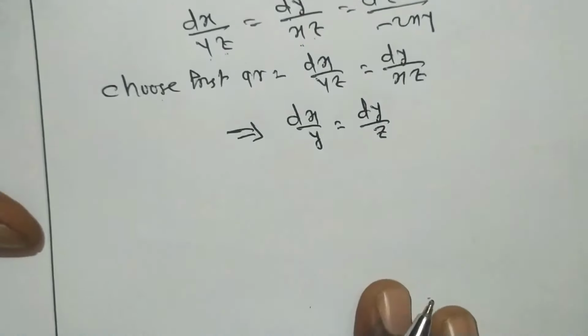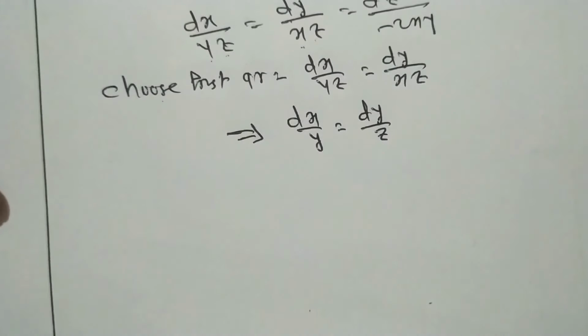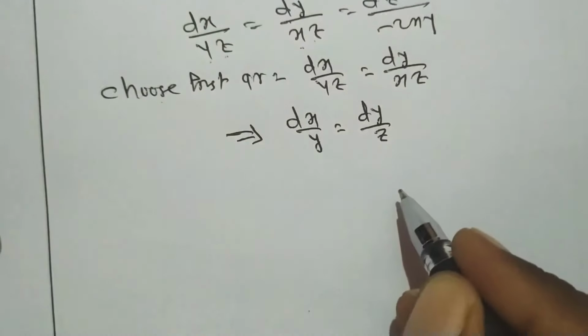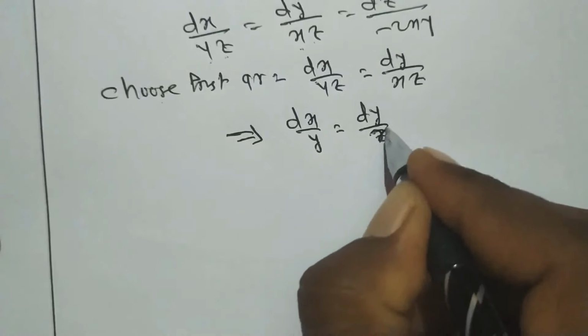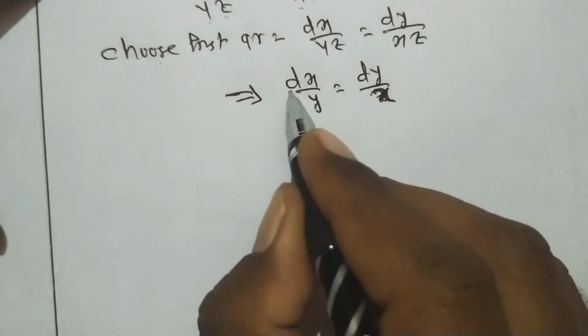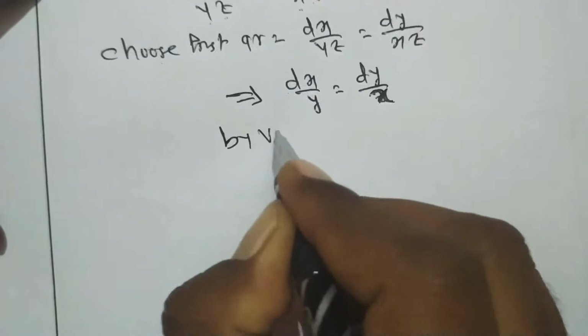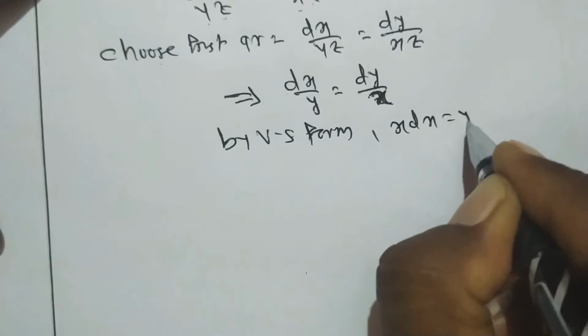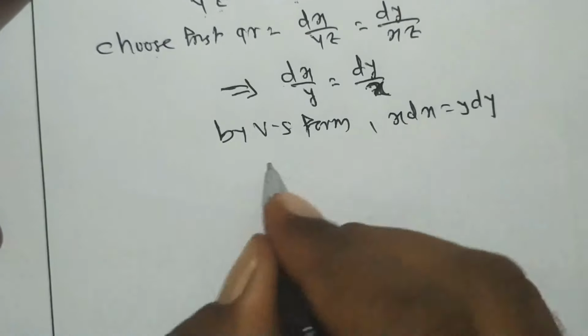And how do we solve this differential equation? This is a first order ordinary differential equation, and how to find the solution of such a differential equation you already learned in 12th standard. There are many methods to solve ordinary differential equations, of which one method, done in 11th or 12th standard, is the variable separable form. We can separate the variables easily, meaning write x on one side and y on the other side. So by variable separable form, this can be written as x dx is equal to y dy. Variables are separated here.